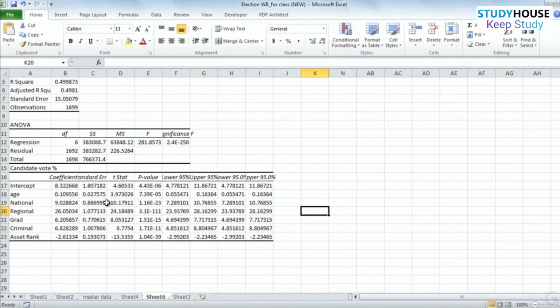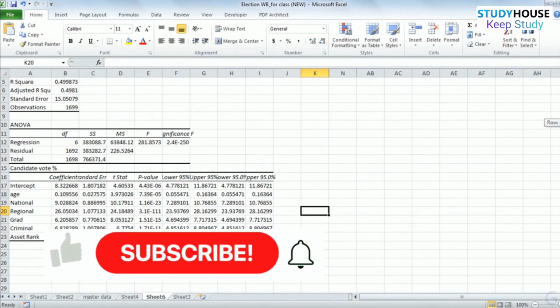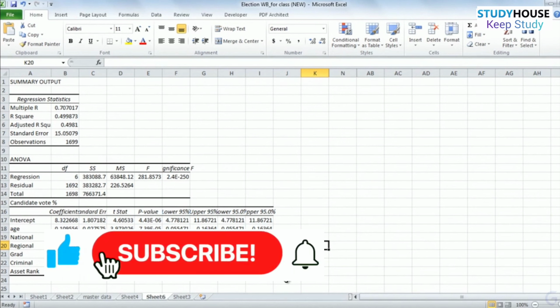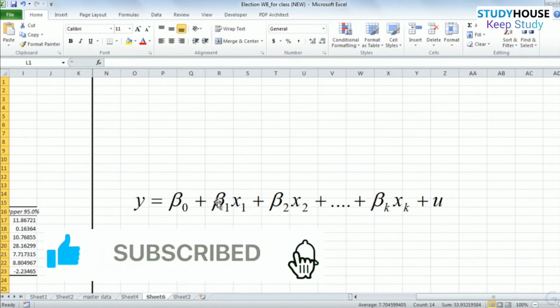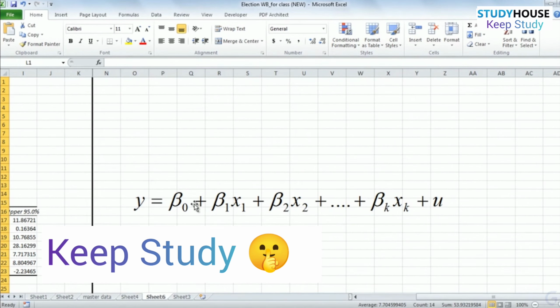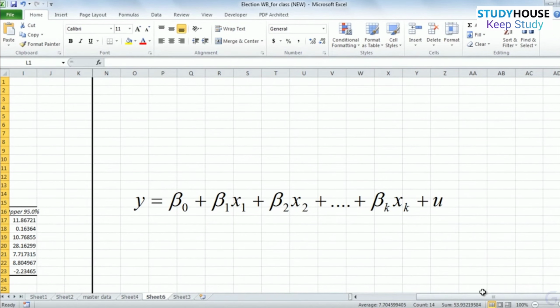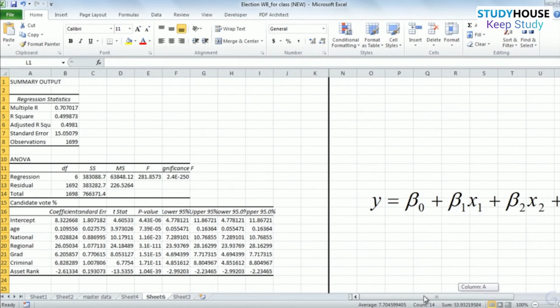So at this stage, it is good to know what the equation is that we are trying to estimate. Recall we were trying to estimate a regression equation of this format. Given our problem, what is y? Y is the candidate vote percentage. Beta 0 is the intercept term. In other words, beta 0 we have estimated to have a value of 8.32.